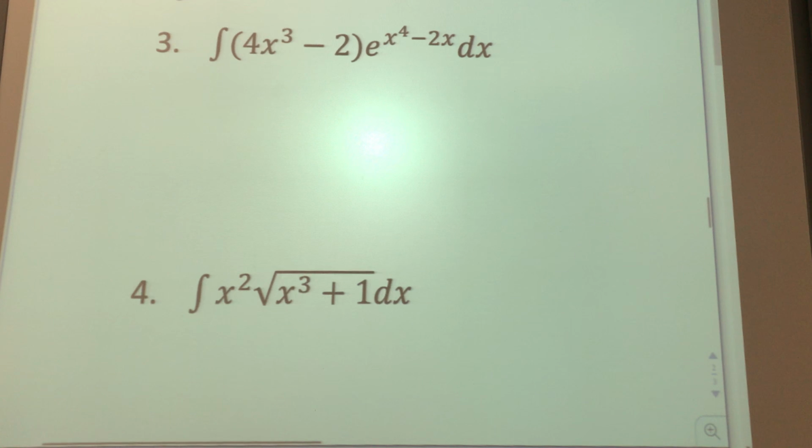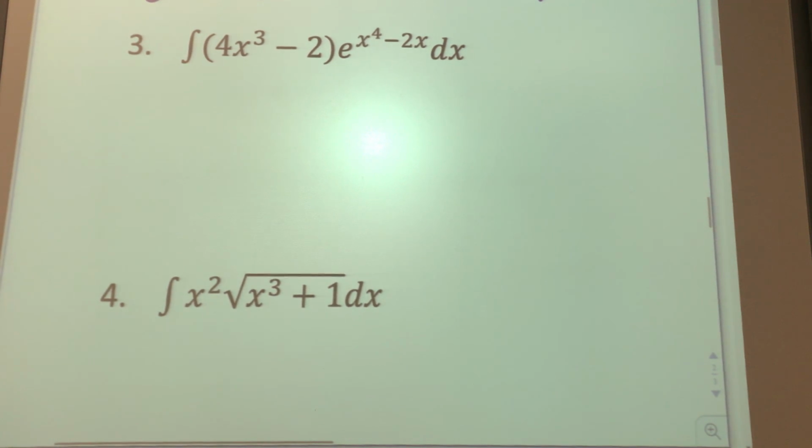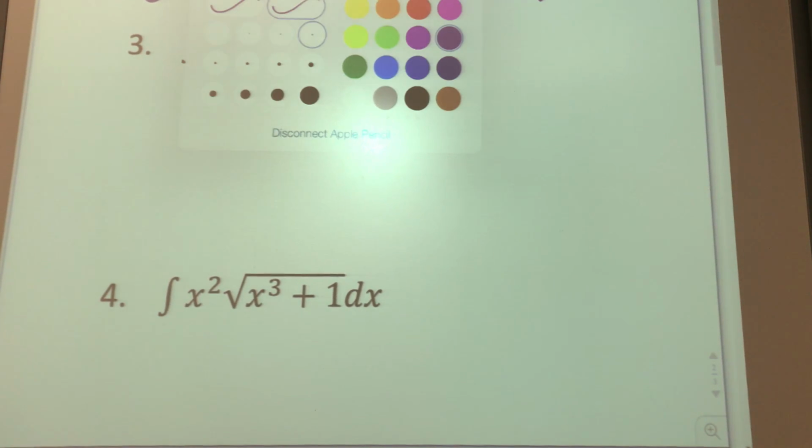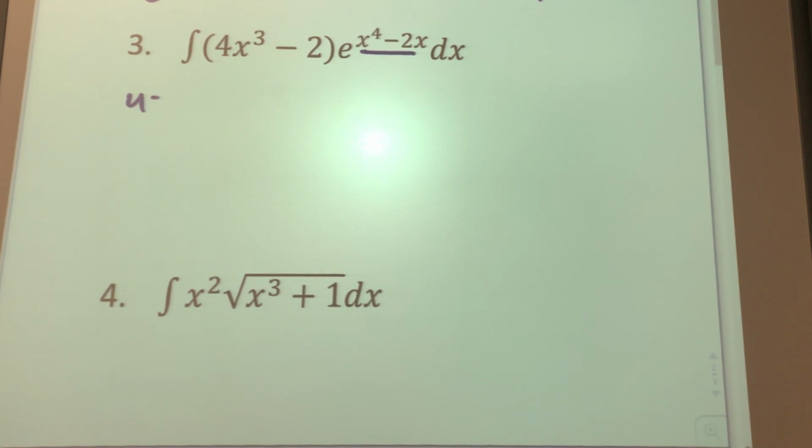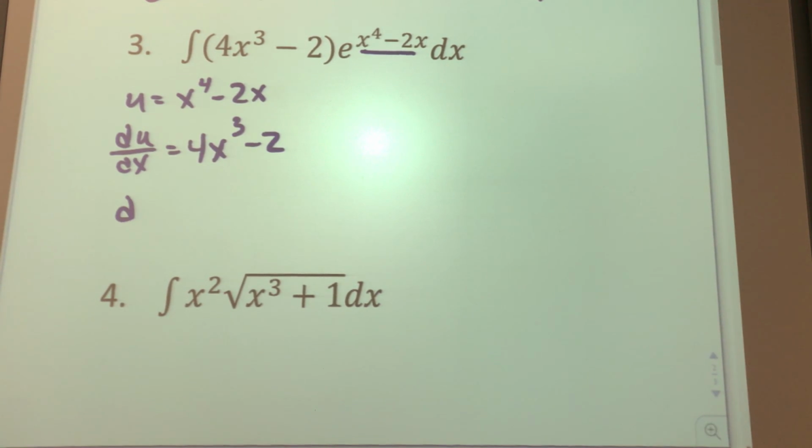This one, some people today kind of struggled a little bit figuring out what the inner function was, but it is going to be this exponent. So u is x to the 4th minus 2x, which makes the du over dx 4x cubed minus 2, which is convenient because that is in our problem. That is in our integral, which is exactly where we wanted it.